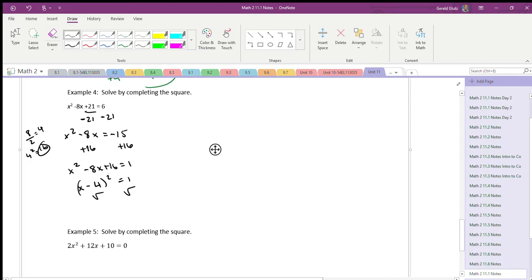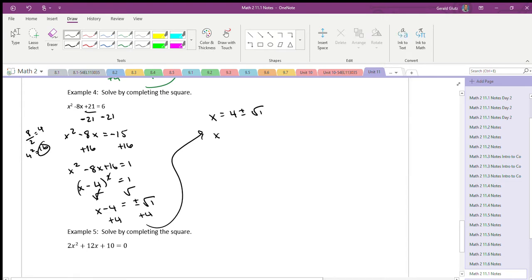Take the square root of both sides to get rid of the squared. So x minus 4 is equal to plus or minus the square root of 1. Add 4 to both sides. And we get x equals 4 plus or minus the square root of 1. We know the square root of 1 is just 1. So x is going to equal 4 plus 1 and 4 minus 1. So our two x values will be 5 and 3.